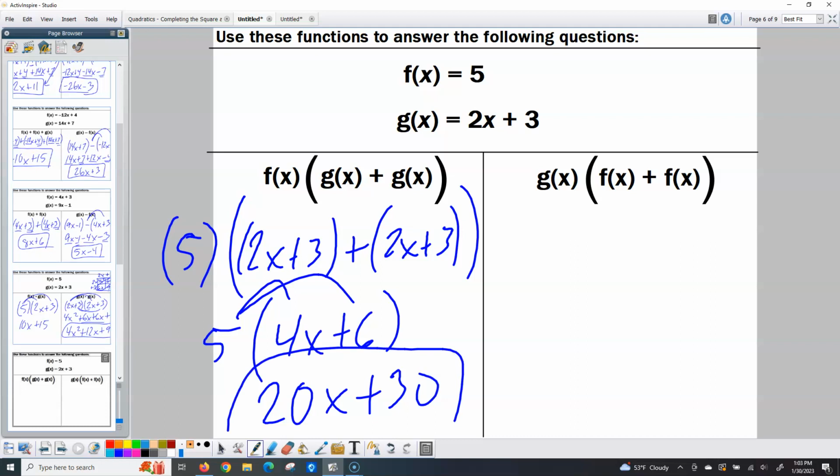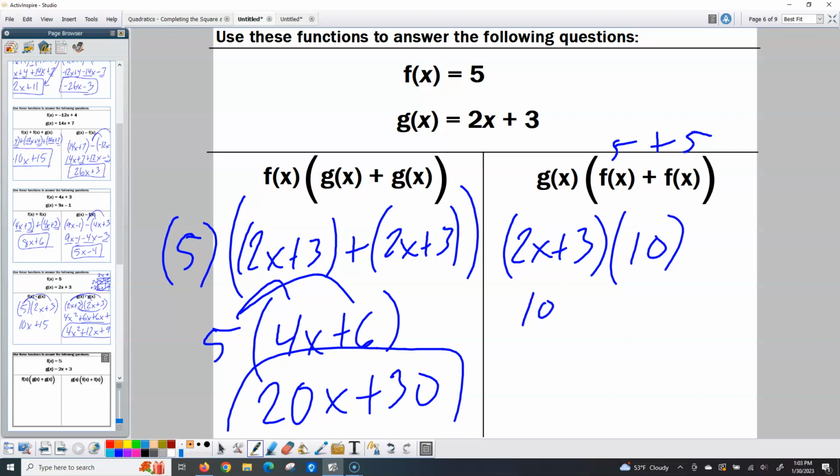This one, I've got g of x, 2x plus 3 times f of x plus f of x. Well, that's 5 plus 5. That's 10. So it's written kind of backwards, but we still distribute this. You have a monomial times a binomial. But if you feel more comfortable to do this, 2x plus 3 like that, and then 10 on the outside, that would be 20x plus 30.